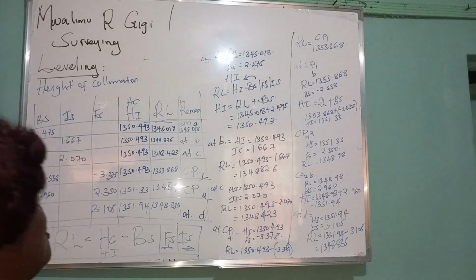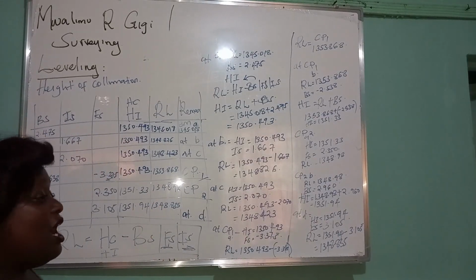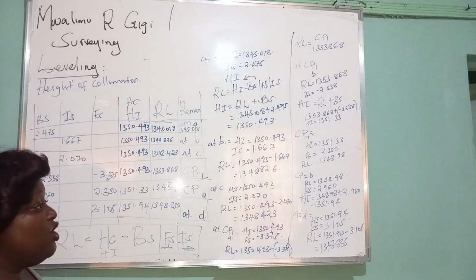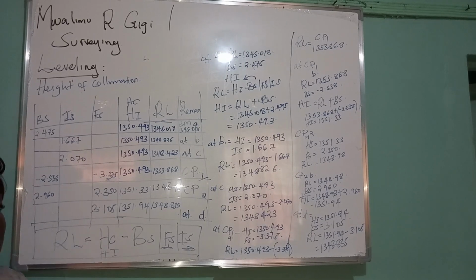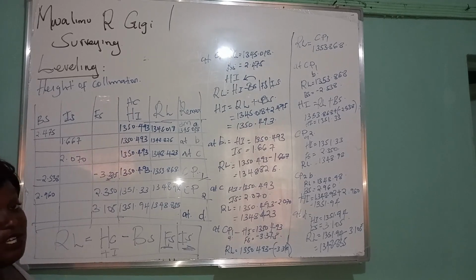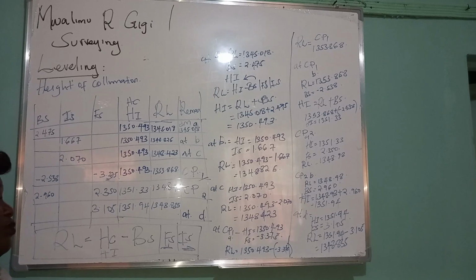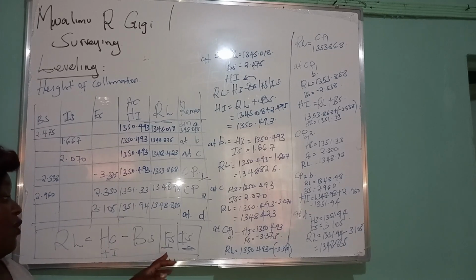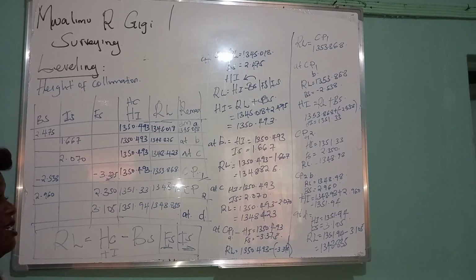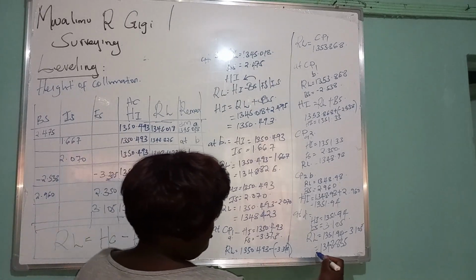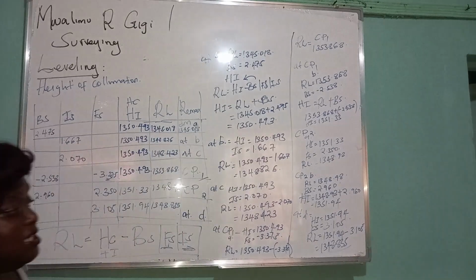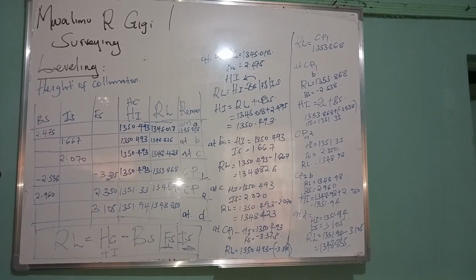So we have reduced the data using the height of collimation method. When you want to use the height of collimation method, the reduced level is equal to the height of instrument, which is also called the height of collimation, minus the backsight or the foresight or the intermediate sight. So the last reduced level we have is 1348.835.